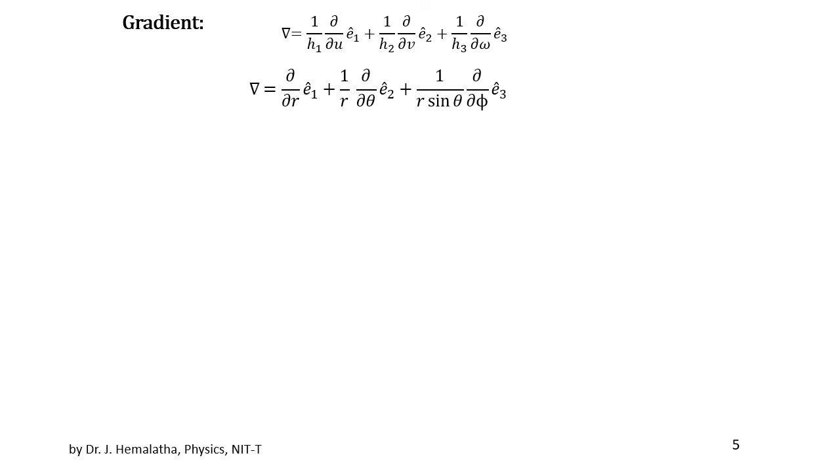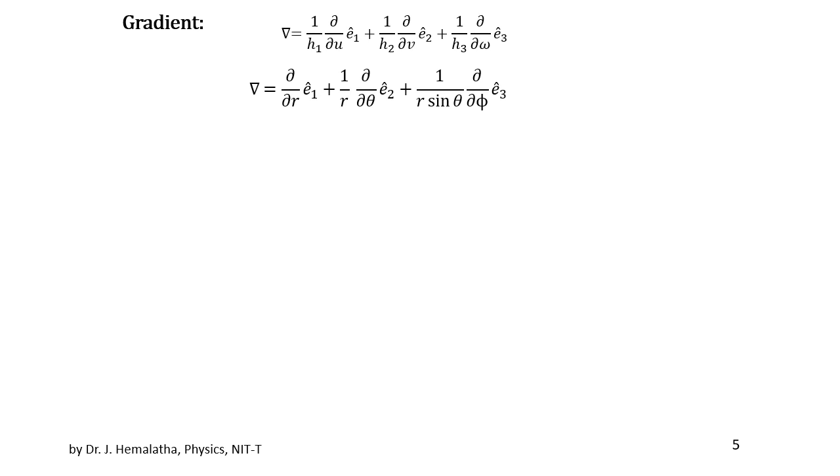Dou by dou r. In place of u, I have written r, and h1 is 1. So we get dou by dou r E1 cap plus, h2 is r, so we get 1 by r dou by dou theta E2 cap plus 1 by r sin theta, which is h3, dou by dou phi E3 cap. So this is the expression for gradient in spherical coordinate system.